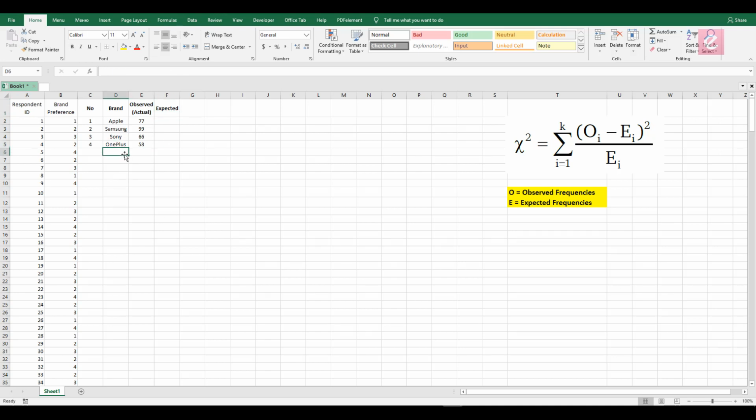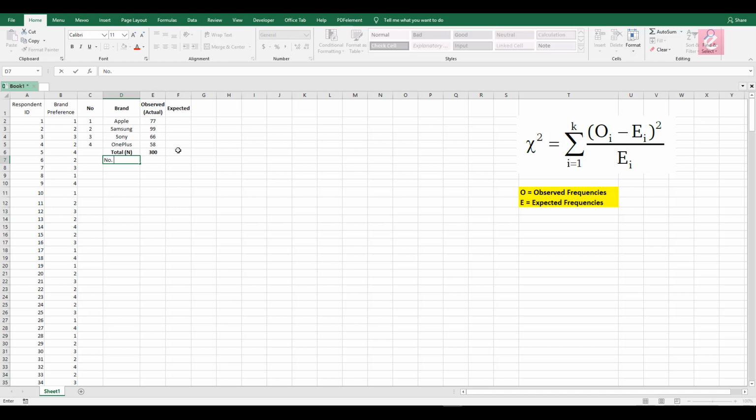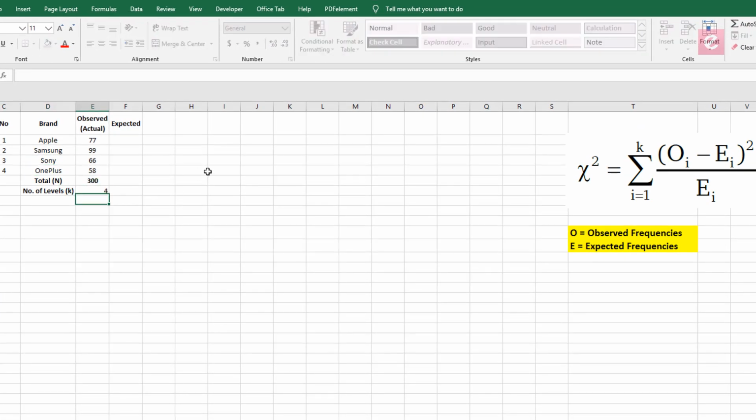So for calculating the expected, we need to calculate the total number of respondents. That is called N. That is our sample size. It is 300, obviously. The next thing: how many categories, how many levels do we have? That is considered as K, represented by small k. Apple, Samsung, Sony, OnePlus. Number of levels, we can say K. That is 4. Now, the N is 300 and the K is 4.